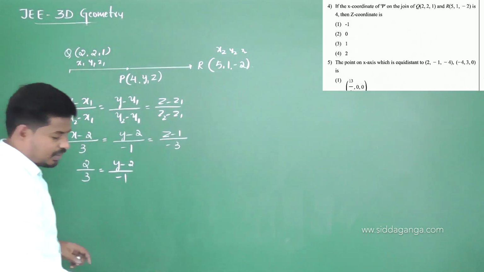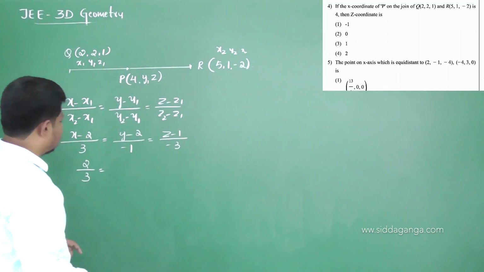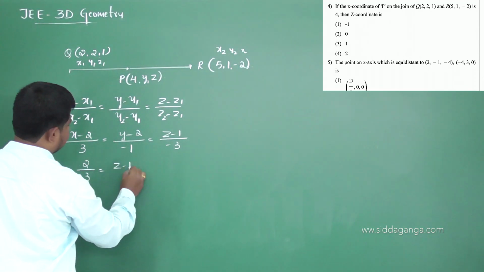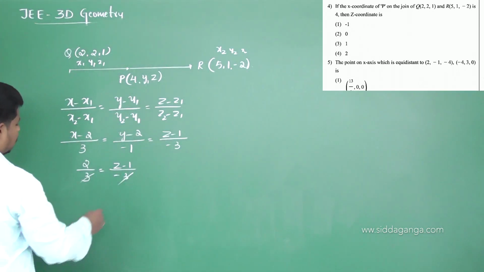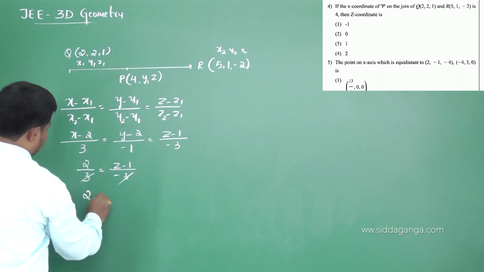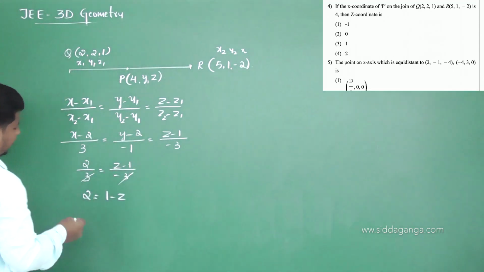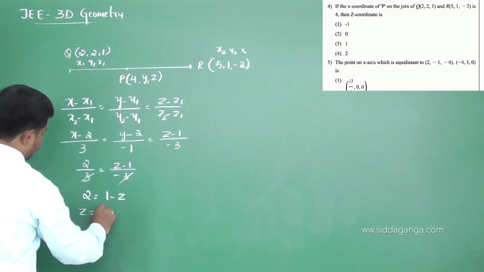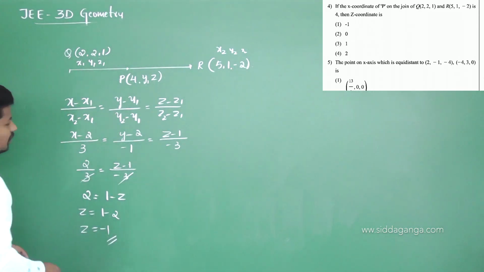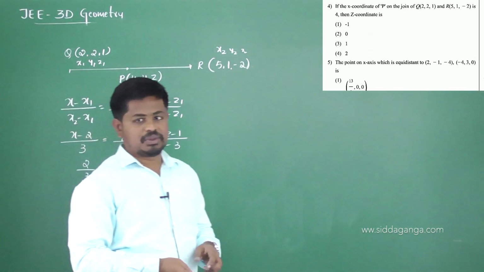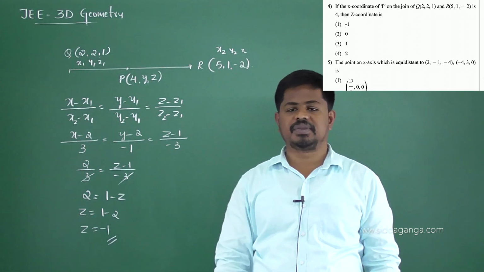So we don't require this because we have to find the actual z coordinate, no? So let us take (z minus 1) by minus 3. So the ones get cancelled, and you get 2 is equal to 1 minus z, right? Minus of (z minus 1) is 1 minus z. So z is equal to 1 minus 2, that is minus 1. So the z coordinate of the required point P is minus 1. So option first is the correct one. This is a simple way of finding the coordinate.